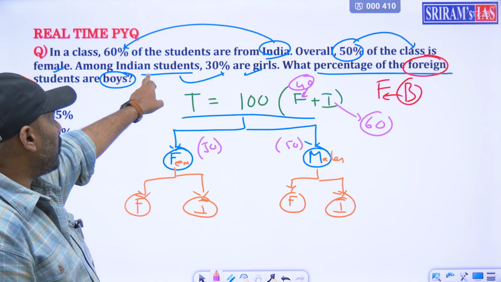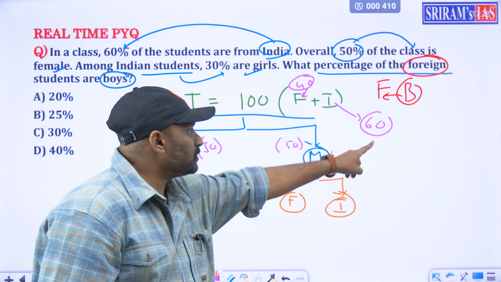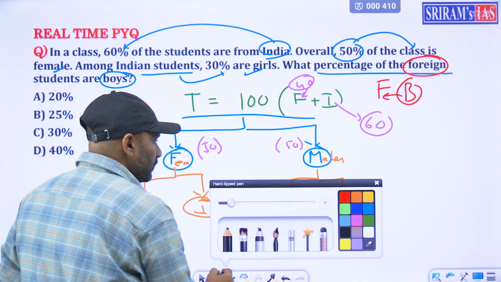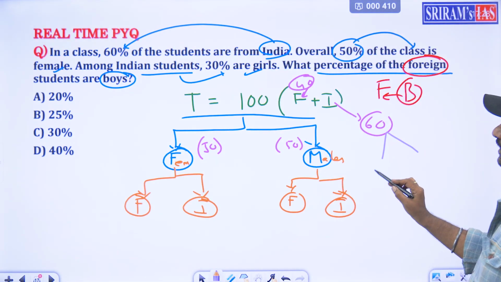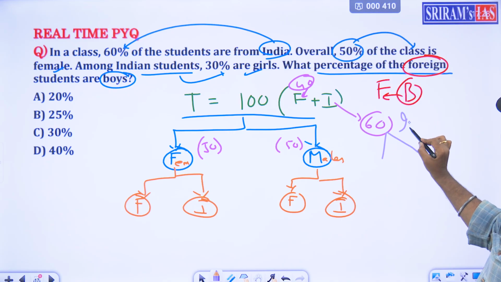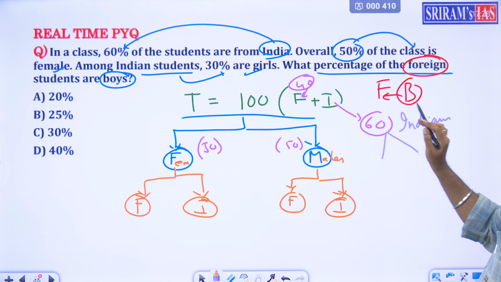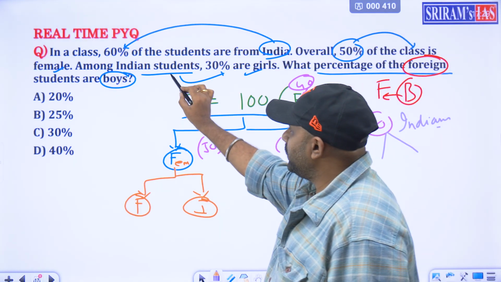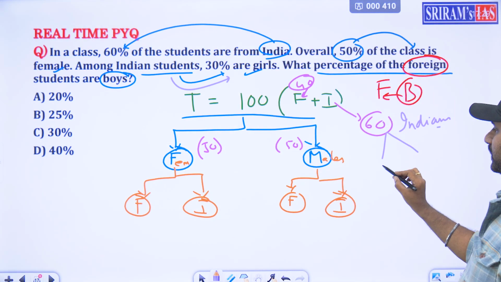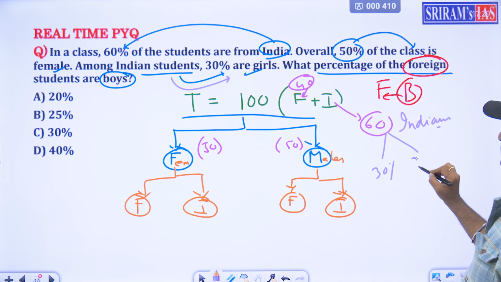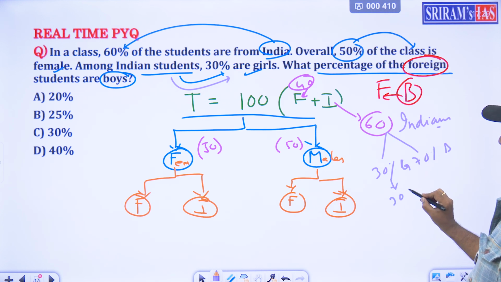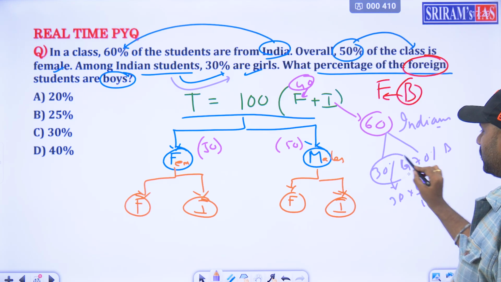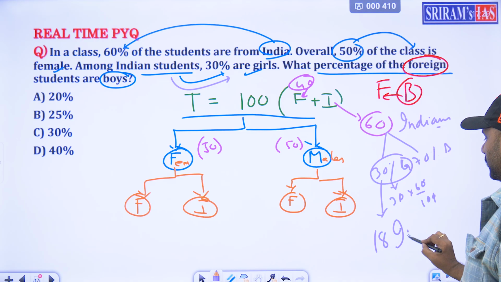Next, among the Indian students, that means out of the total Indian students, 30% are girls. So I will put a different color for this. So out of this 60 Indians, 30% are girls. Indian students are 60. So 30% are girls, that means 70% are boys. So 30 into 60 by 100. So you have total girls, how many? 18 Indian girls are there.